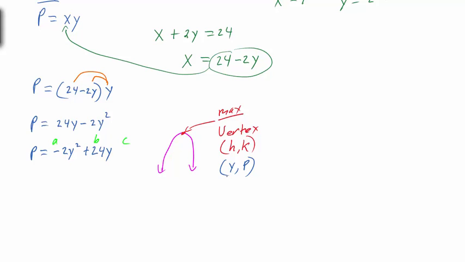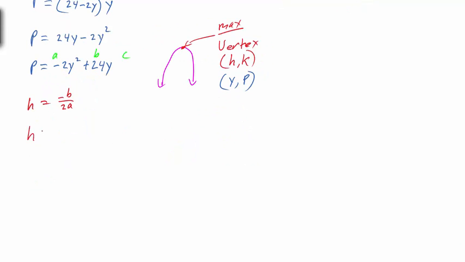Okay, so we want to find our H. Well, our H, remember, is simply going to be negative B over 2A. So we're going to find H by taking a negative B, so that's a negative 24, divided by 2 times A, which is a negative 2. And we're going to end up with a negative 24 divided by 2 times negative 2, which is a negative 4. So negative 24 divided by negative 4 makes it a positive 6. So that is our H value. So over here, that is equal to 6.